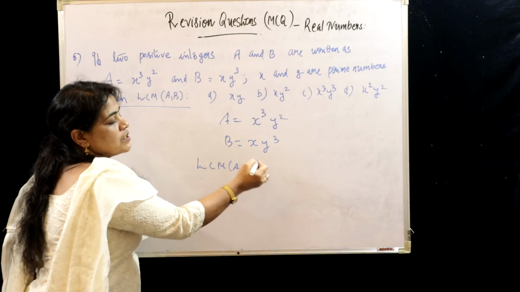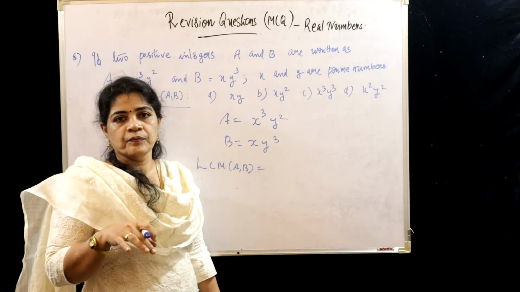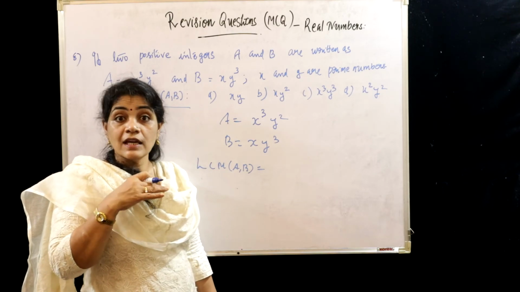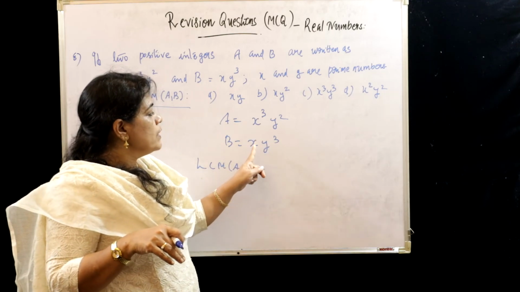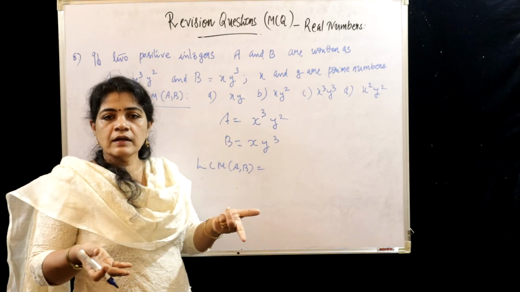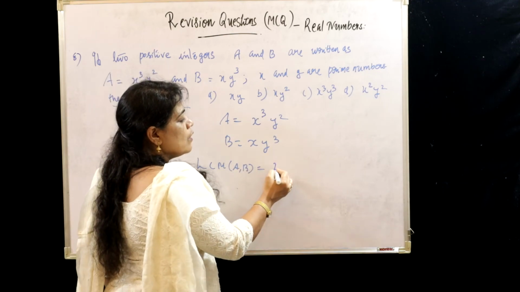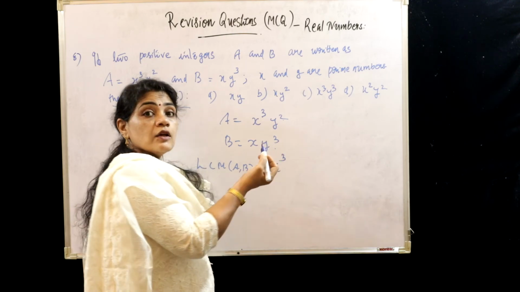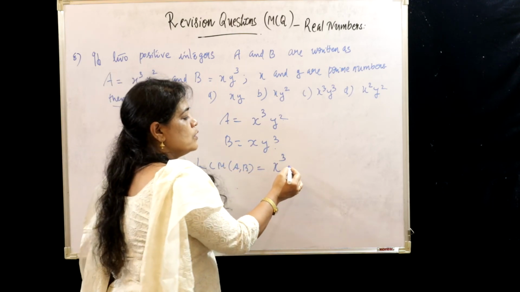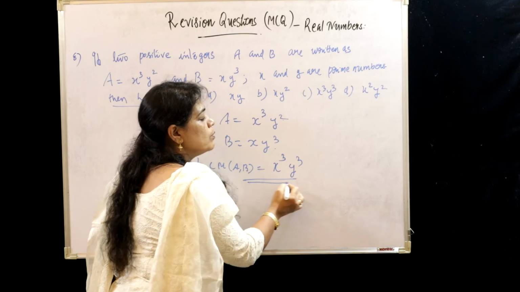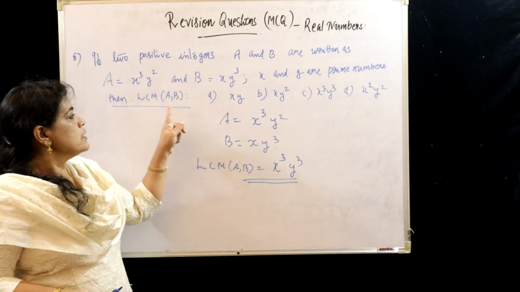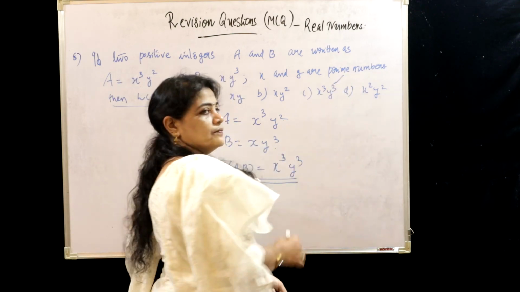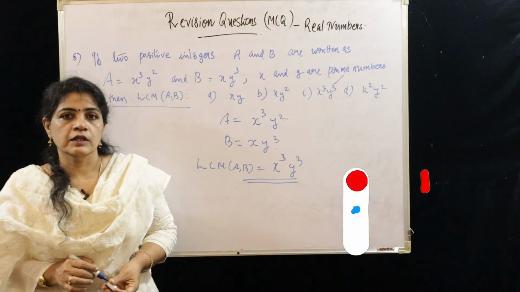LCM by definition is the product of the greatest power of each prime factor. So x cube, here also x is there, among these x cube is the greatest power, so x cube. And y square, but here y cube, so we have to consider y cube. So the LCM is x cube y cube. See the options, that means C is the correct option. This is also a very important question.